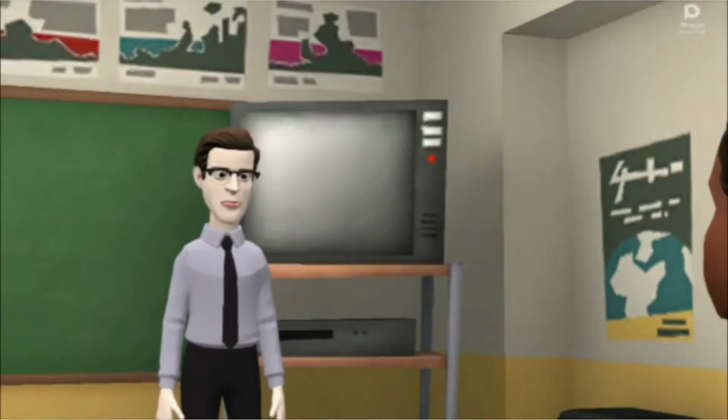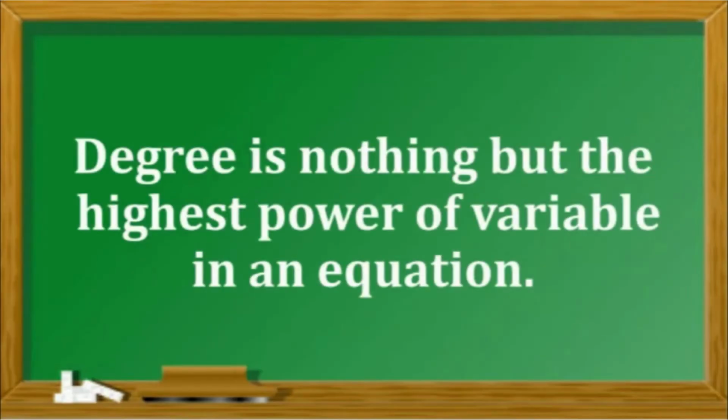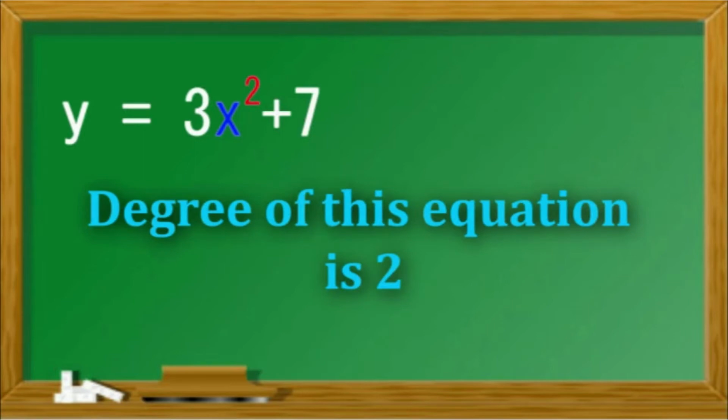So in order to understand linear equation, we need to understand about degrees. Degree is nothing but the highest power of the variable in an equation. So let's take an example. Suppose I write y is equal to 3x raised to the power 2 plus 7. The highest power of the variable, that is x, is 2 here. So the degree of this equation will be 2.